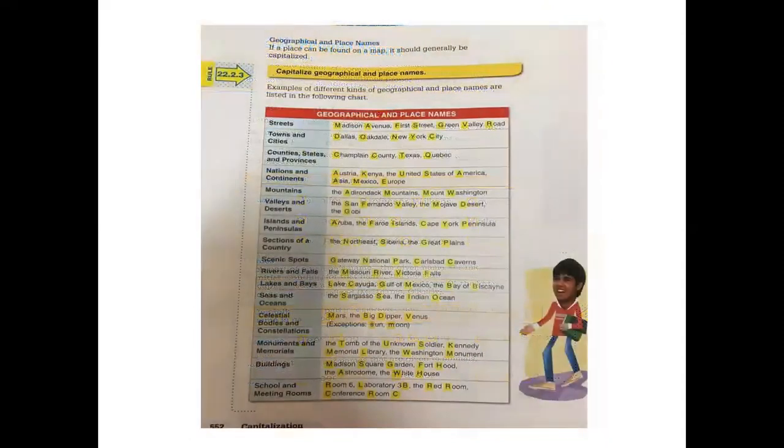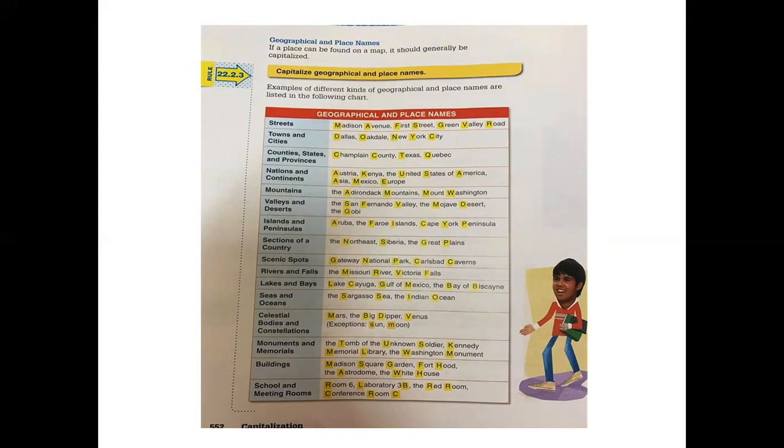Let's move on to the next page. Here is the next page, and it says 552. Geographical and place names. Now, we always capitalize geographical and place names. For example, the names of streets, towns and cities, counties, states, and provinces, nations and continents, mountains, valleys and deserts, islands and peninsulas, sections of a country, scenic spots, rivers and falls, lakes and bays, seas and oceans, celestial bodies and constellations like Mars, the Big Dipper, Venus, except Sun and Moon.